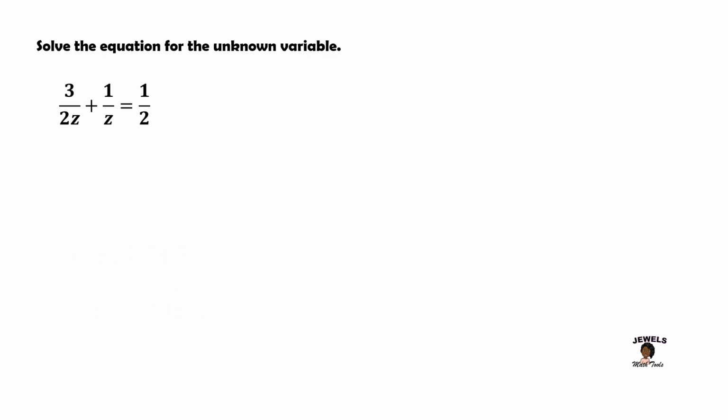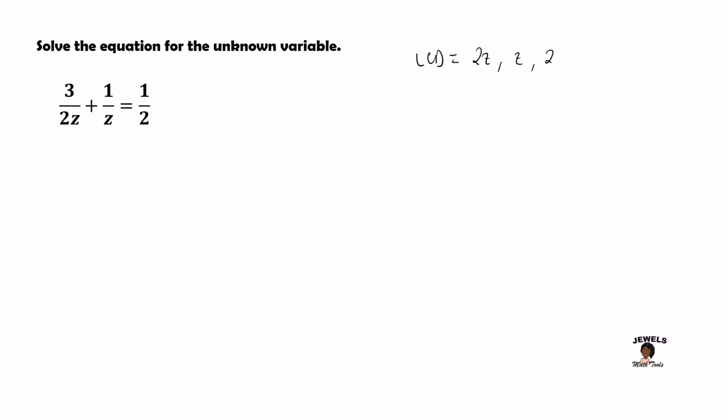So when solving our rational equation, we are going to begin by first looking for our LCD. Remember that your LCD will consist of all of the terms in your denominator, and in this fraction we have 2z, we have z, and we have 2.